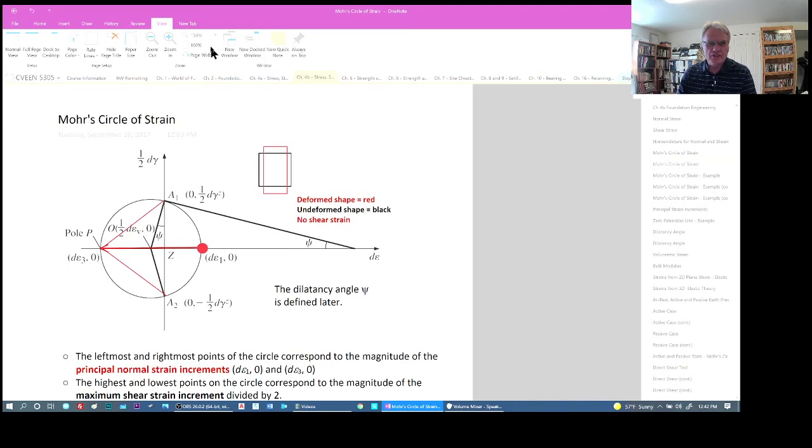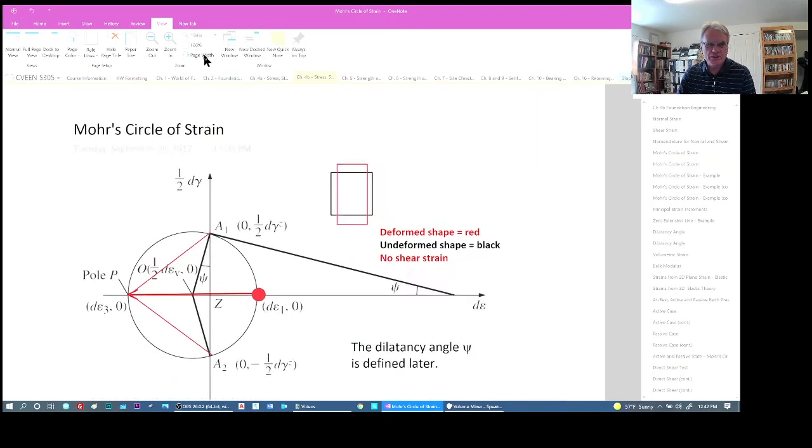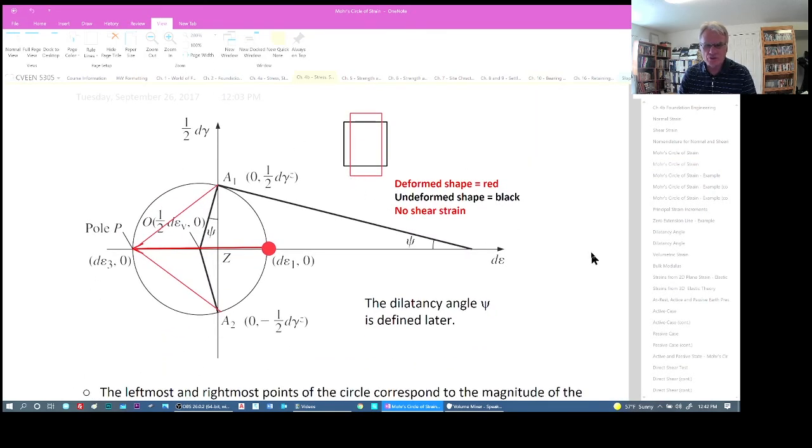So taking these definitions, we can plot a Mohr circle of shear strain. In this case, we have the normal strains, dε, plotted on the x-axis, and 1/2 of the engineering strain, which could also be the mechanical strain, because remember the mechanical strain is 1/2 of the engineering strain, plotted on the y-axis.